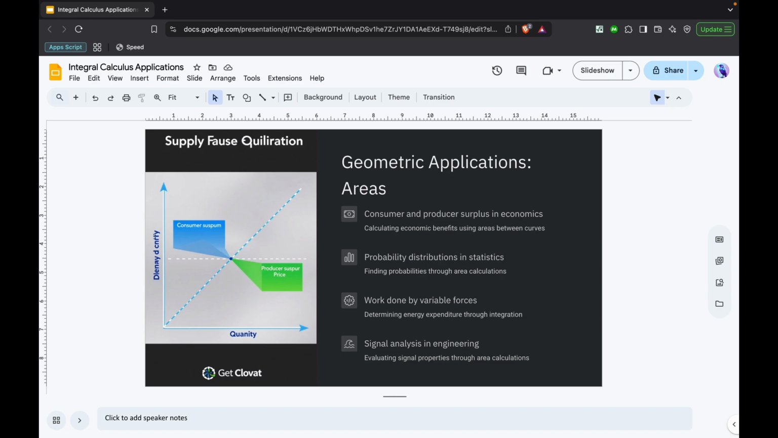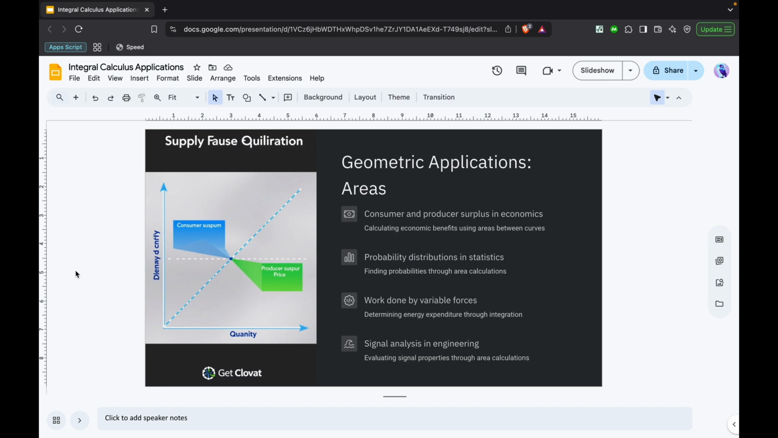So, the first application is consumer and producer surplus in economics. Basically, we're trying to see the economic benefits of a certain thing using the areas between the curves for the price and everything else. Probability distribution in statistics is the second application, where we're trying to find probabilities through area calculations, and of course, area can be figured out using the integral.